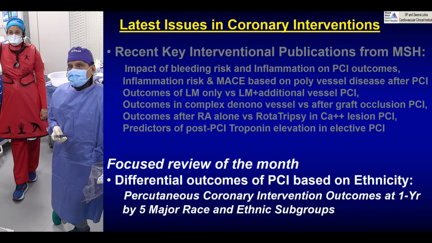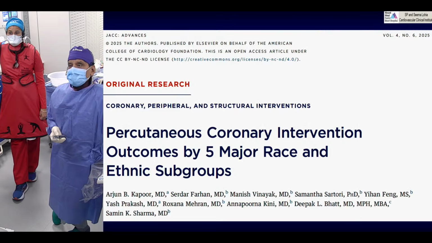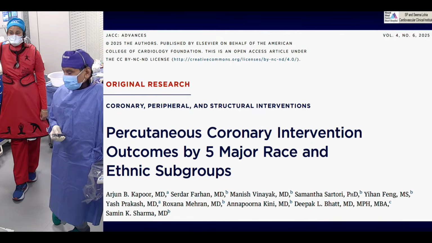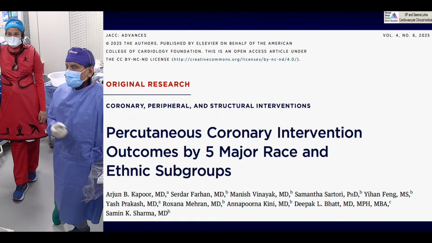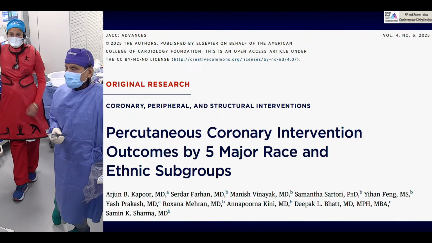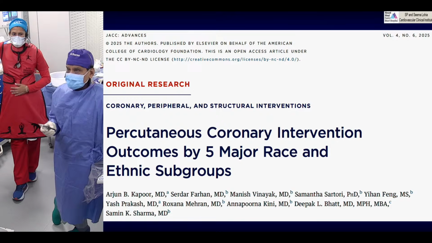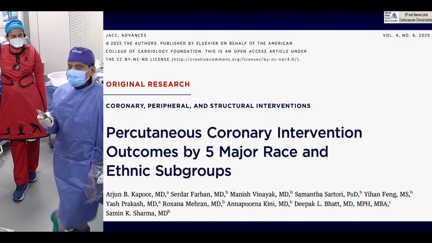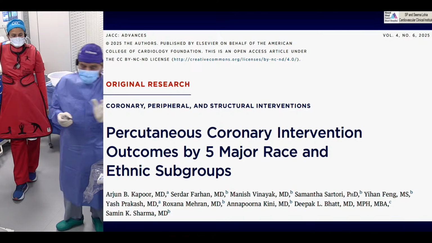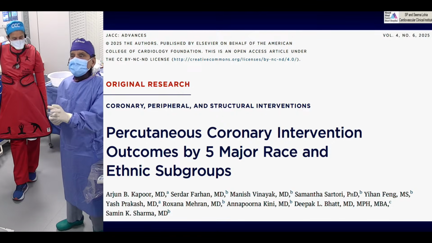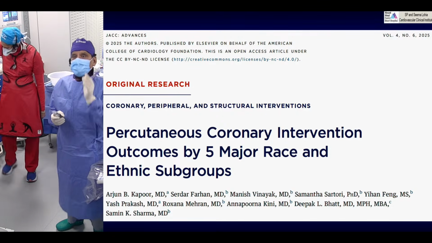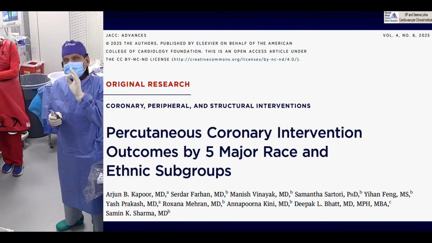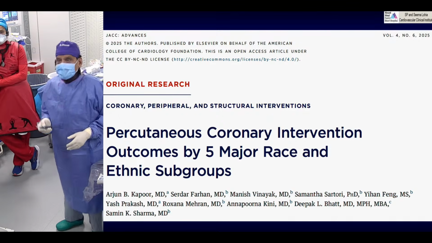Then our focus review of the month was differential outcome of PCI based on ethnicity. Clearly, multiple papers have shown that South Asians have a higher CAD risk, risk factors, and more importantly, worse outcomes of CAD. But nobody had looked into what the long-term outcomes after PCI are in these various ethnic subgroups.